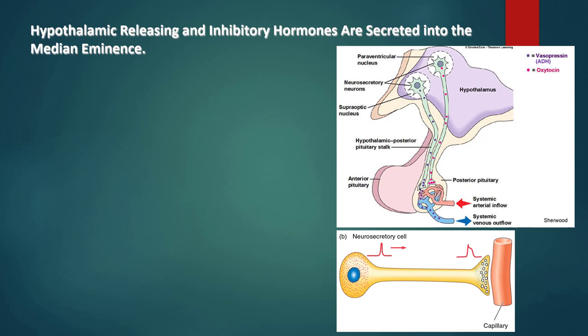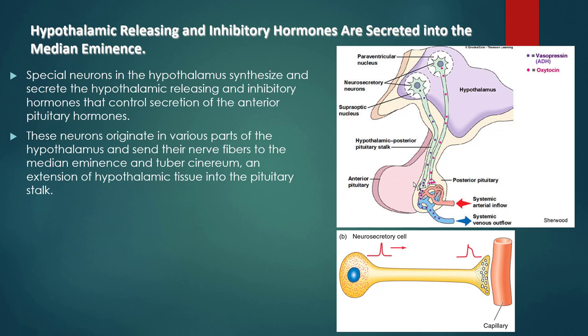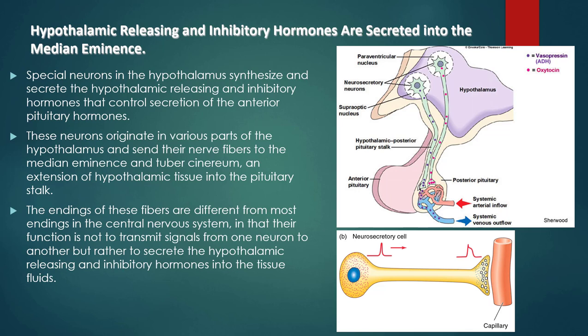Hypothalamic releasing and inhibitory hormones are secreted into the median eminence. First, these hormones are secreted into the median eminence. Special neurons in the hypothalamus synthesize and secrete the hypothalamic releasing and inhibitory hormones that control secretion of the anterior pituitary hormones. These hormones originate in various parts of the hypothalamus and send their nerve fibers to the median eminence and tuber cinereum, an extension of hypothalamic tissue into the pituitary stalk. Tuber cinereum is an extension of the lower hypothalamus into the pituitary stalk.